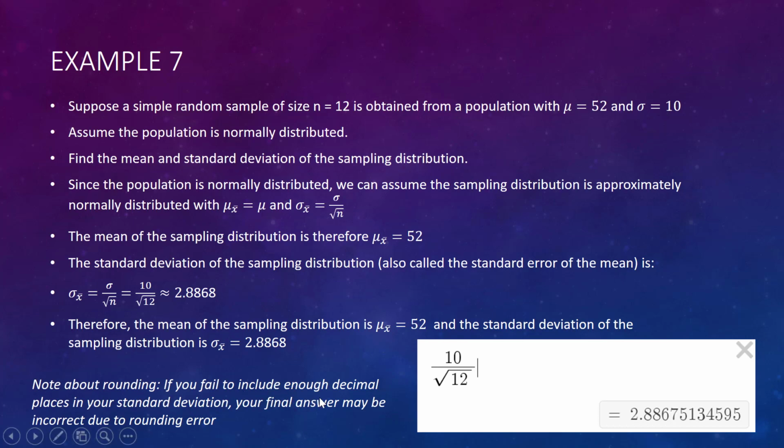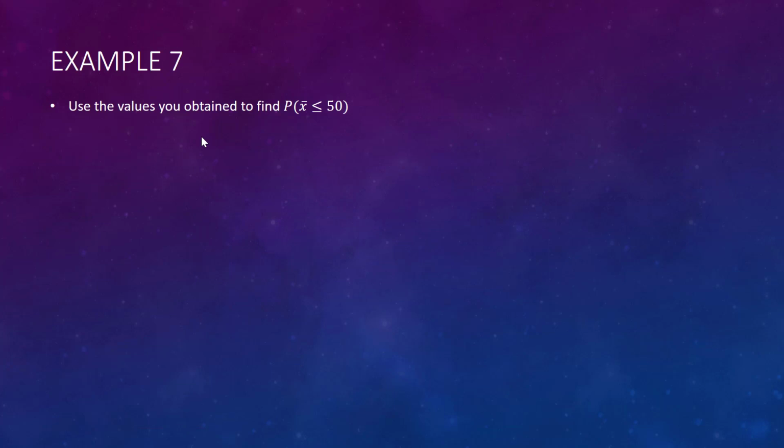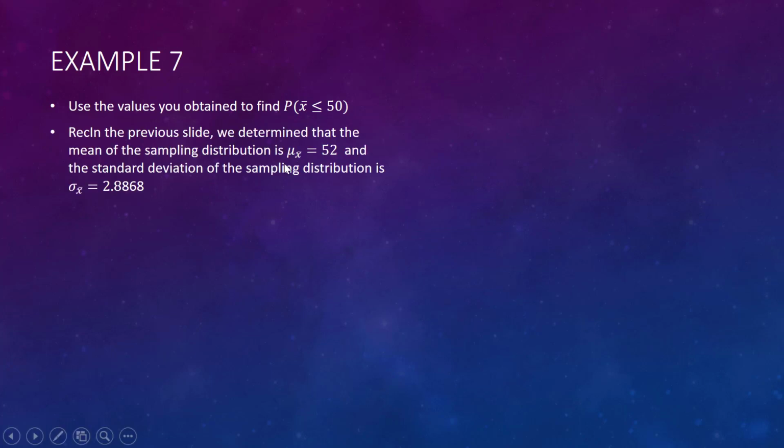Note that if you fail to include enough decimal places in the standard deviation when you type it into StatCrunch, you might end up with some rounding error in your final answer. So let's use the values we obtained to find the probability that our sampling distribution mean would be less than or equal to 50. Remember that in our previous slide, we found a sampling distribution mean of 52 and a standard deviation of 2.8868. So we're going to navigate over to StatCrunch and figure out what this probability is.